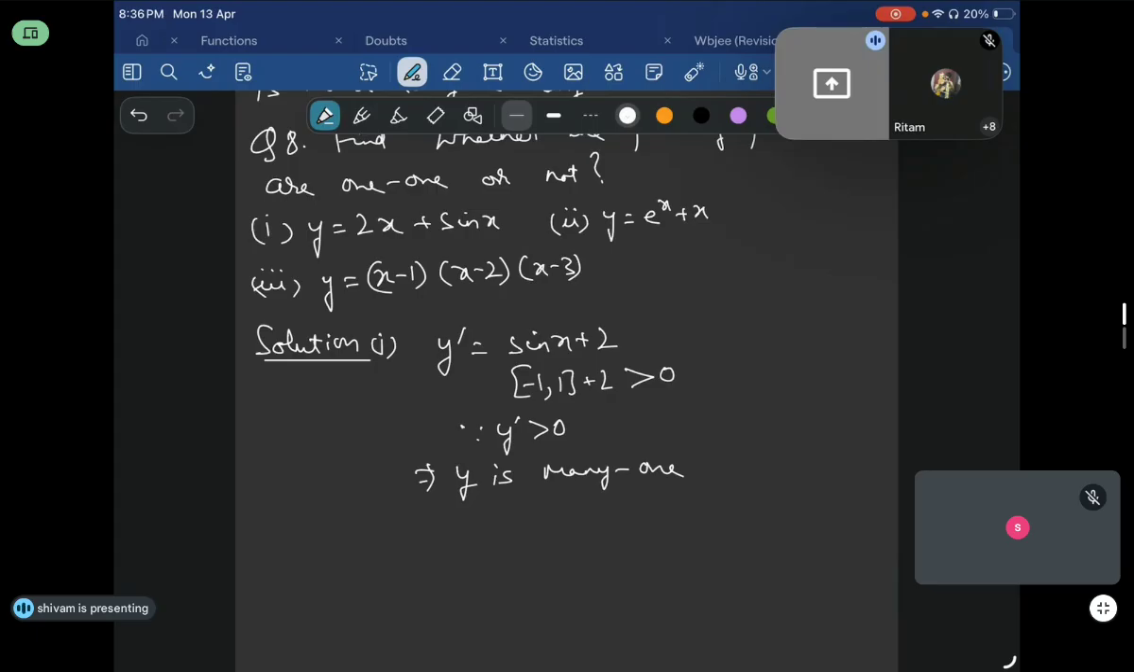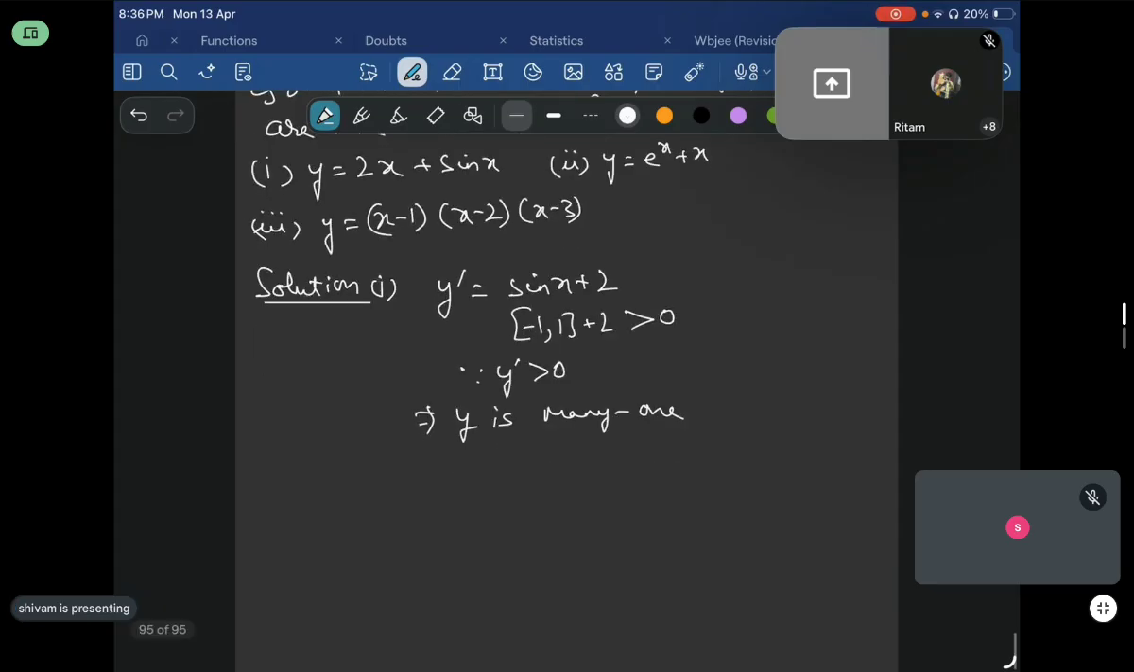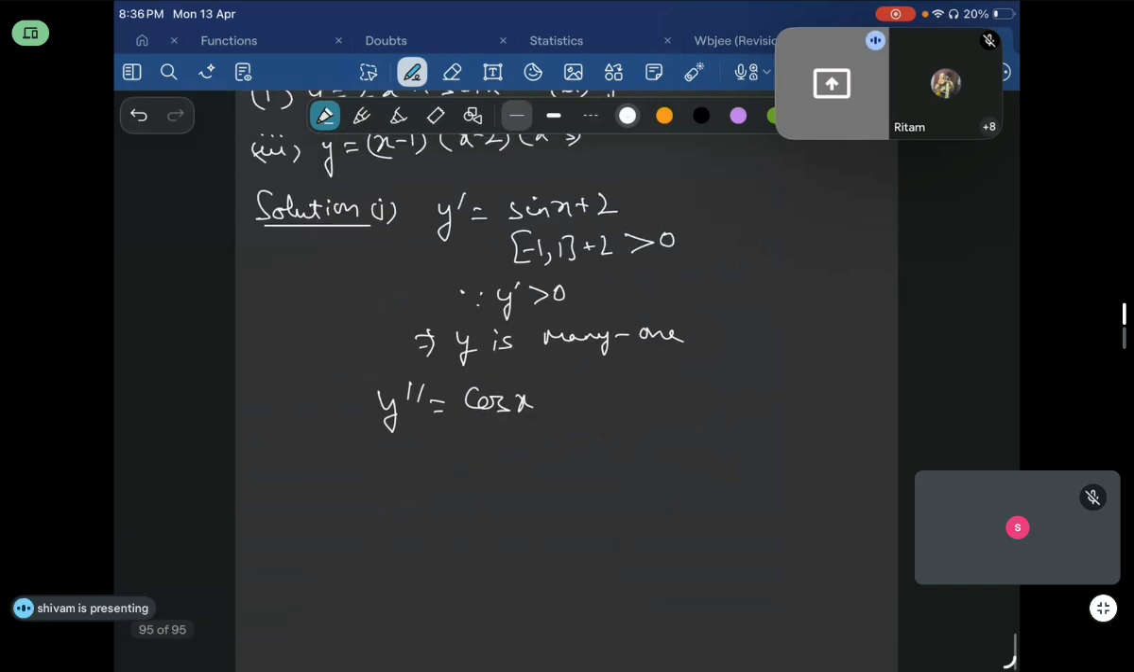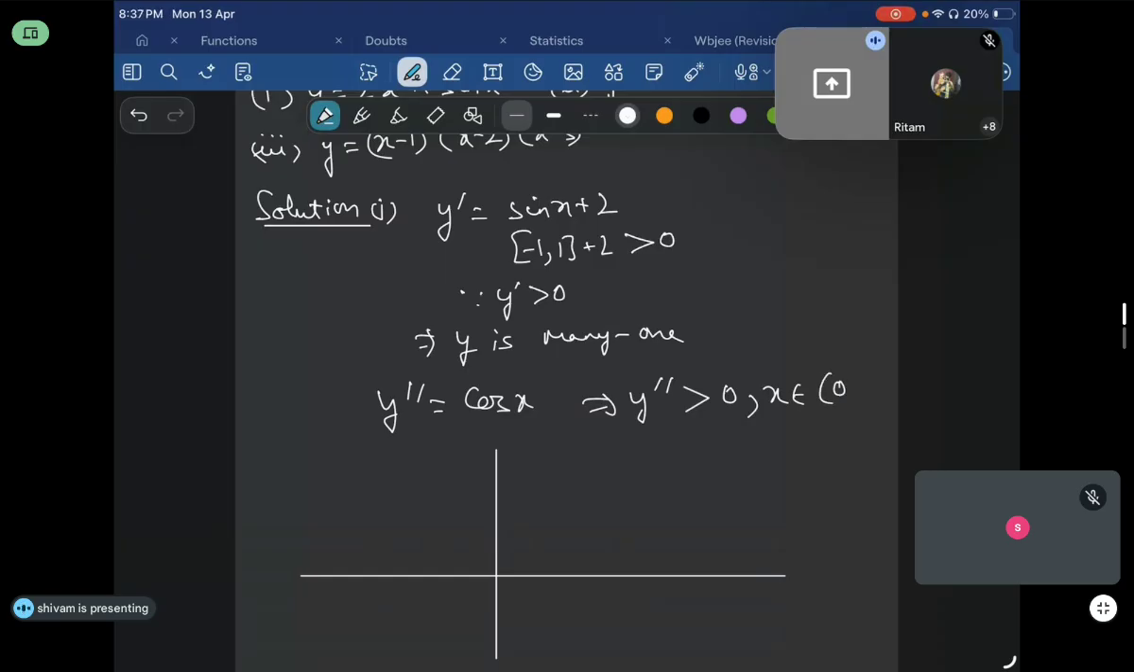Let us understand the concavity of the graph, I mean how the graph will move, whether it is increasing or decreasing. So for this, you double differentiate. y double dash will be equal to cos x. You see, cos x is greater than 0 from 0 to pi by 2. So y double dash is greater than 0 when x belongs to (0, pi by 2) in this interval. Are people getting? Yes or no?